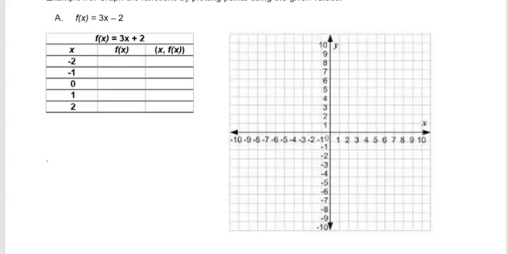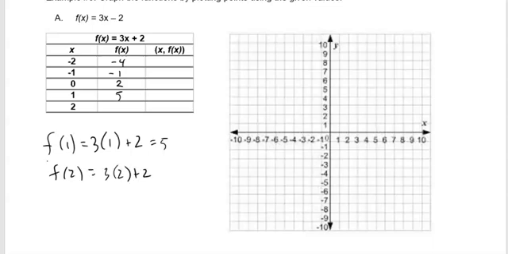Input -2, that's -6 plus 2 is -4. -1, -3 plus 2, -1. 0, the y-intercept, plug in 0 for x. 3 times 0 is 0, output 2. Everybody see what I'm doing here? If you wanted to write them out, what's f of 1? 3 times 1 plus 2, that would be 5. f of 2, 3 times 2 plus 2, that would equal 8.